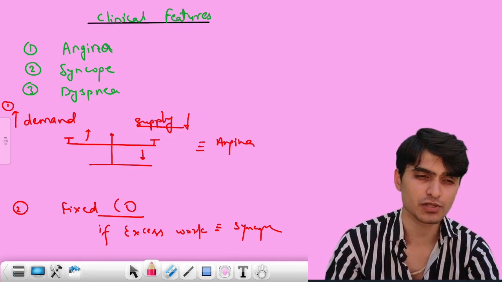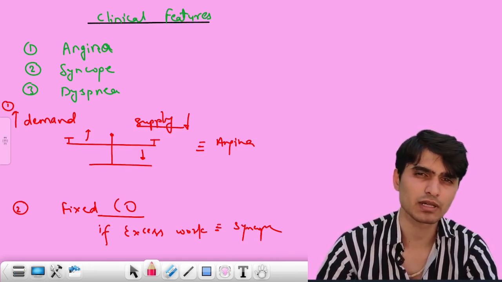And now we will go for the clinical features. Number one thing is angina. So that is a game of the demand and supply, right?